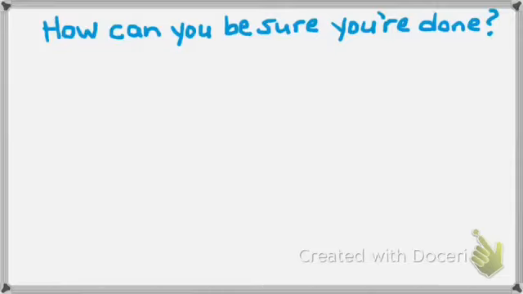How can you be sure that you're done? Well, we know if both the numerator and denominator are even, you're not done. But what if one of them is odd or both of them is odd? Well, here are some little tricks to help you know that you're definitely done.